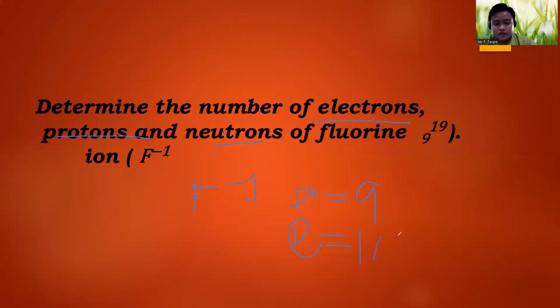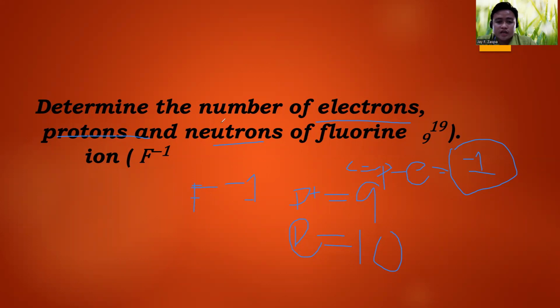10 electrons. Since the charge equals protons minus electrons, the charge is -1, which means you have gained an electron. That is how to get those.